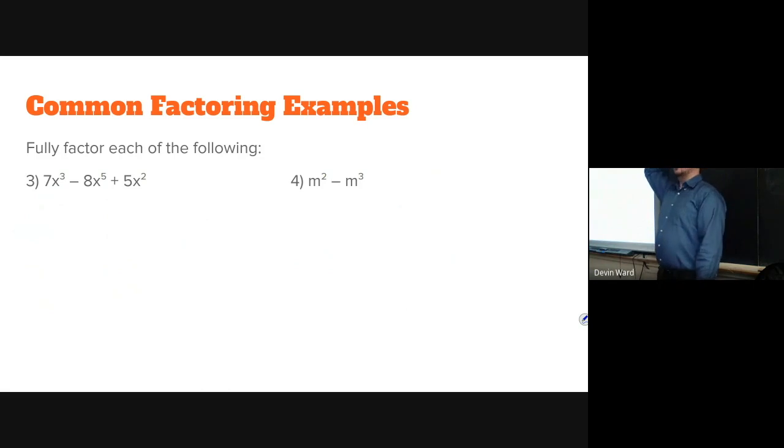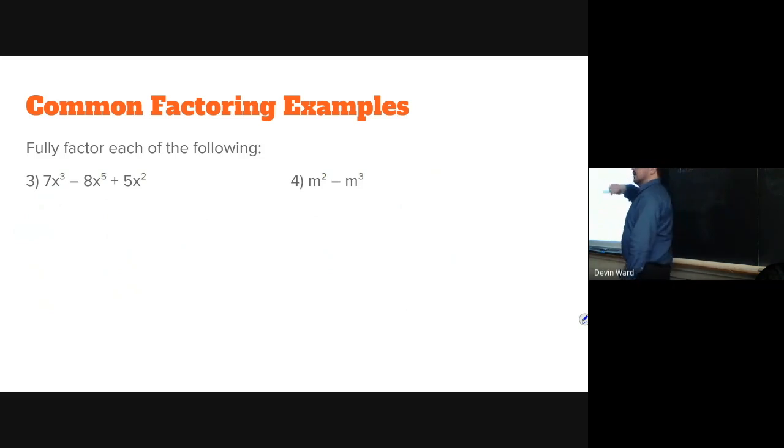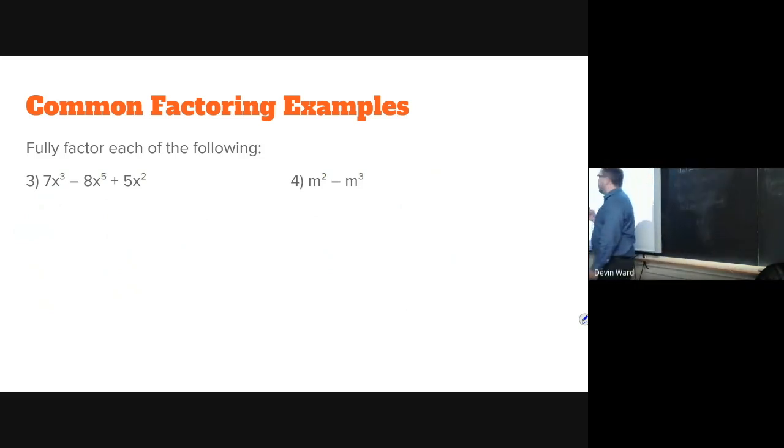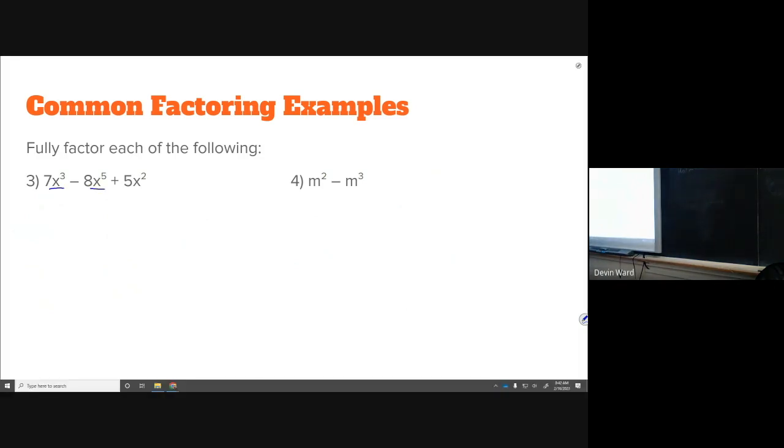Are there any common factors for the numbers? I see some head shakes? No. So no common numbers. What about letters? Yes. So they all have an x, right? So what do we do for variables? What do we look for? Perfect. We look for the smallest exponent, which is what? Perfect. X to the power 2 is the smallest exponent. So our greatest common factor is x squared.